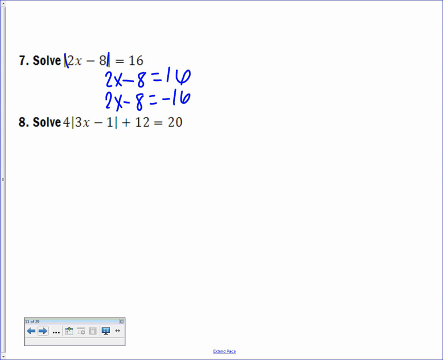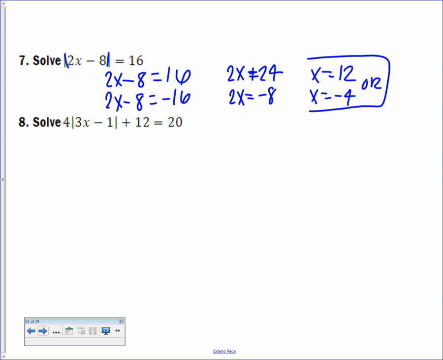From here, you just do simple algebra. So I'm going to add 8. So I'm going to get, oopsies, 2x equals 24. So x would equal 12. Or I would get 2x to equal negative 8. So x would equal a negative 4. Okay, 2 answers.